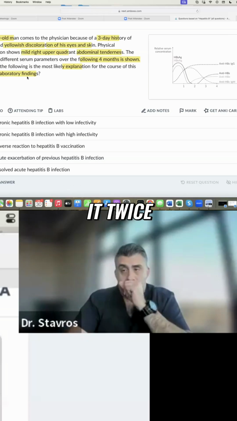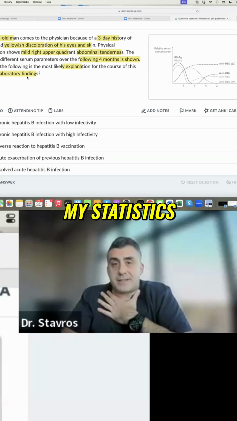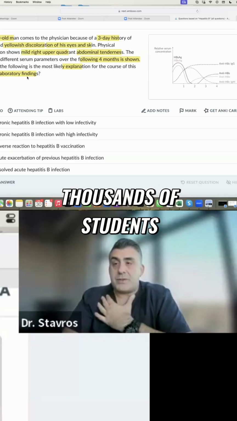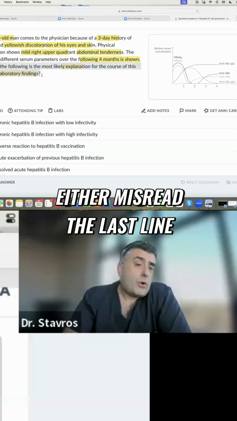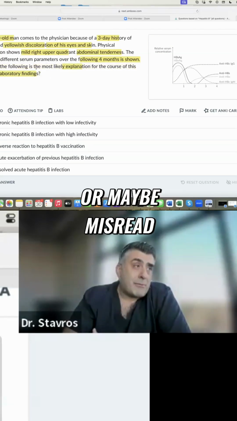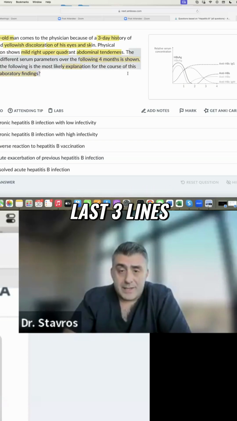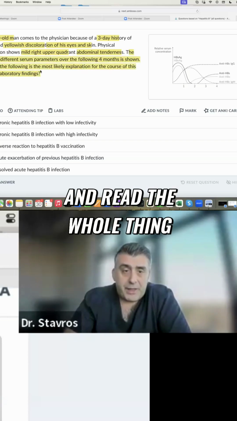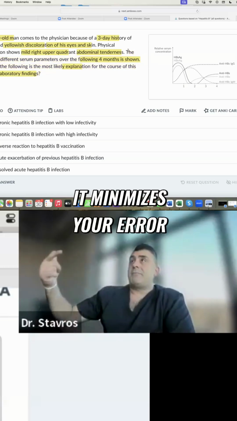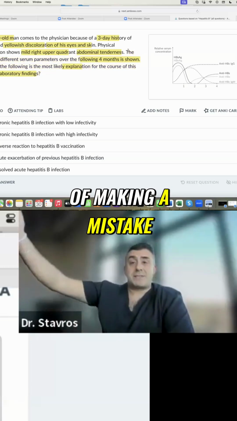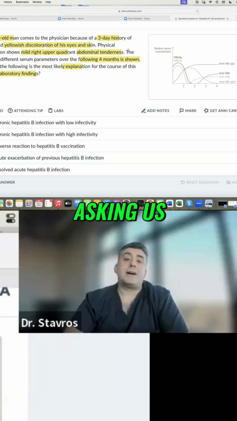Why did I read it twice? Because it's been shown through my statistics, because I've worked with thousands of students, that many students either misread the last line or maybe they read it, but they didn't understand it. So if I ask you to read the last 3 lines, go to the top and read the whole thing. By default, you read the last 3 lines twice. It minimizes your error of making a mistake. Yes? Okay. What is the question asking us?